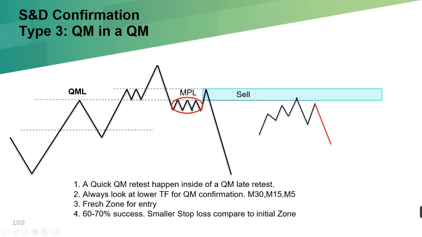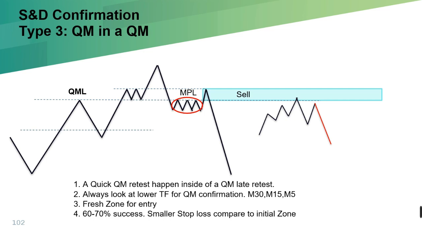So always look at a lower time frame for confirmation, so M30, M15 or M5. It really happens at a smaller time frame. All right, so a fresh zone for entry, like what I said previously, and there's a success rate of 60-70%. So the percentage here is not as high as type 2, the rejection.